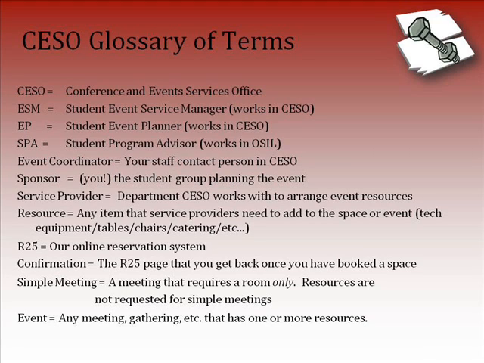Event coordinators are your contact person in CISO, and you are the sponsor, the student group planning an event. Service providers are departments that CISO works with to arrange event services. And a resource is any item that a service provider needs, including technology equipment, tables, chairs, catering, etc. R25 is our online reservation system, and a confirmation is the R25 page you get back once you've booked a space. Event is any meeting or gathering that has one or more resources.